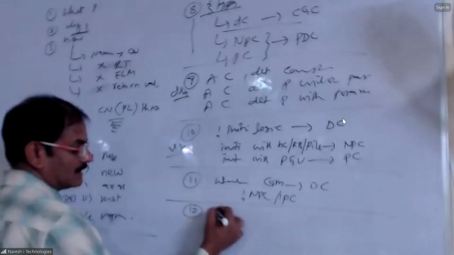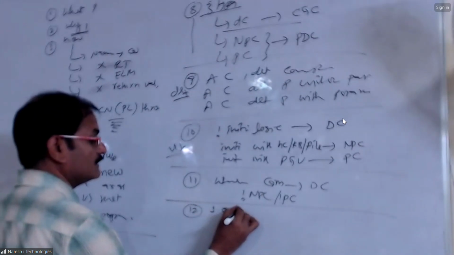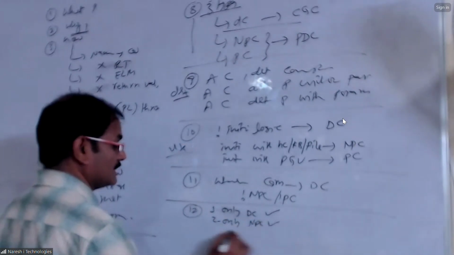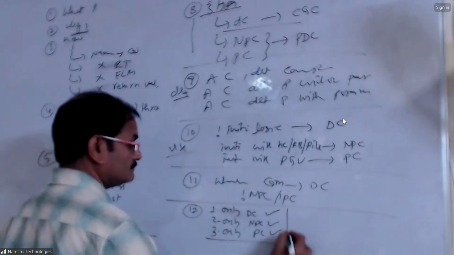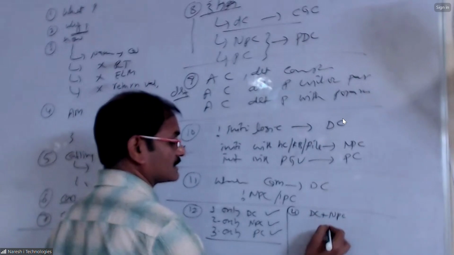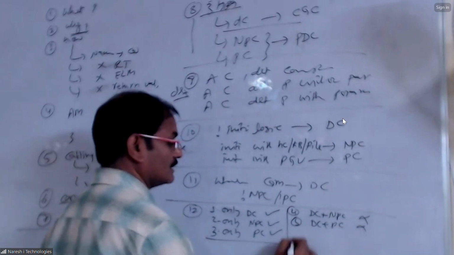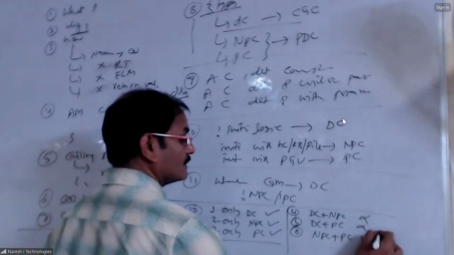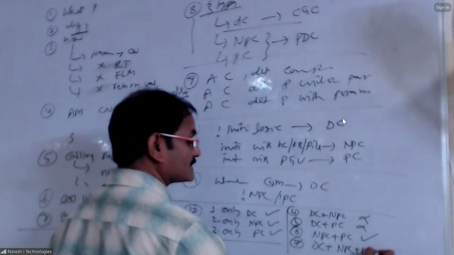Point number one: only a default constructor, allowed. Second, only a no-param constructor. Next, only a parameterized constructor, allowed. Fourth, default constructor plus no-param constructor, not possible. Fifth, default constructor plus parameterized constructor, not allowed. Sixth, no-param constructor plus param constructor, allowed. Seventh, default plus no-param plus param constructor, not allowed.